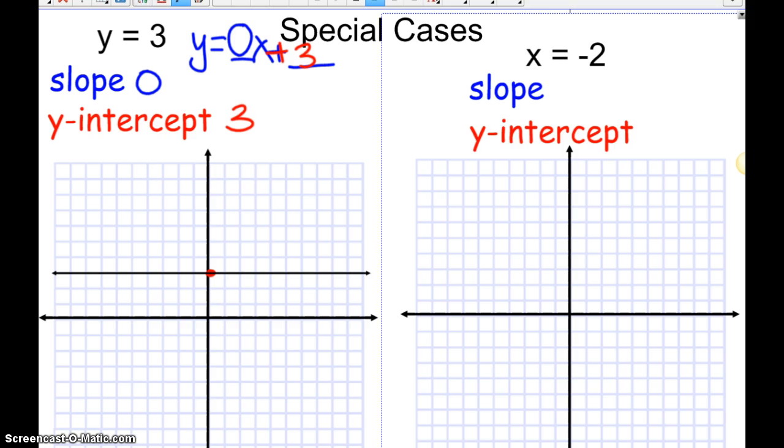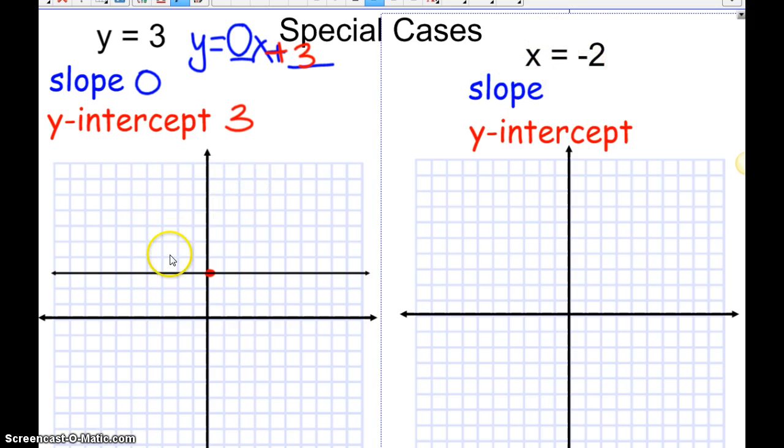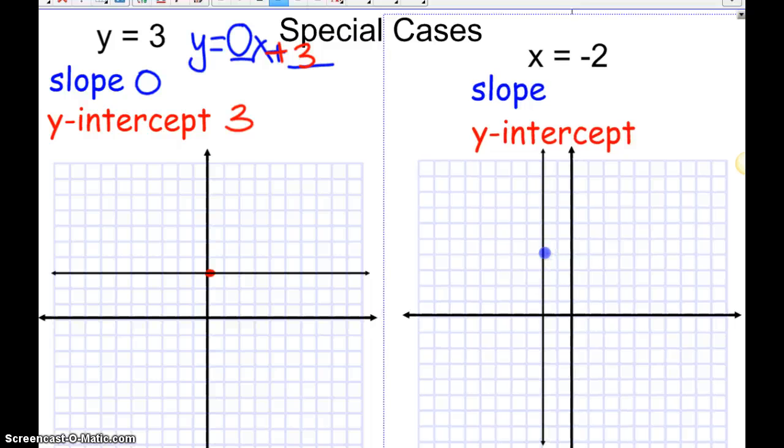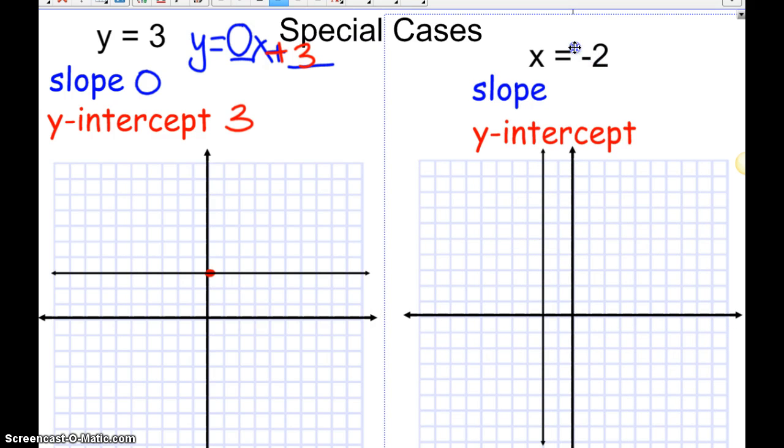Then look over here, x equals -2. Well, if y equals 3 is this way, then x equals is going to be the exact opposite. So I'm just going to find -2. Need to move that over a little bit. There you go. Because y equals is this way, x equals is going to be perpendicular. Every point on here has an x value of -2. Like this is (-2, 0), (-2, 2), (-2, 4). Everywhere on this line, the x value is equal to -2.